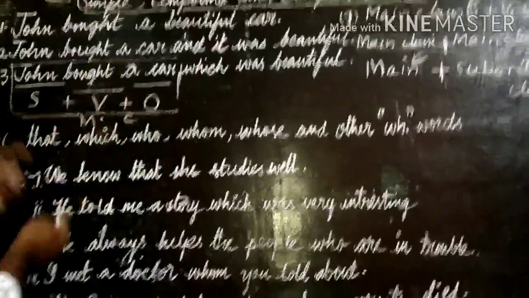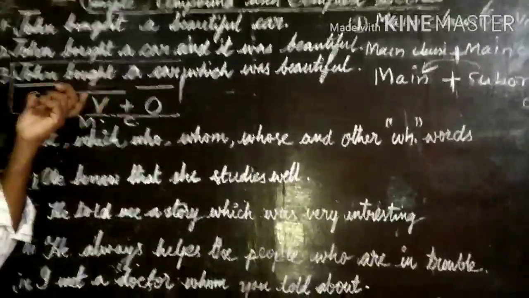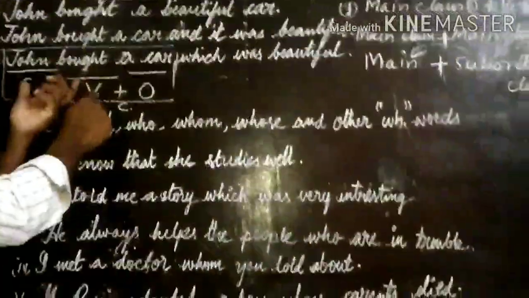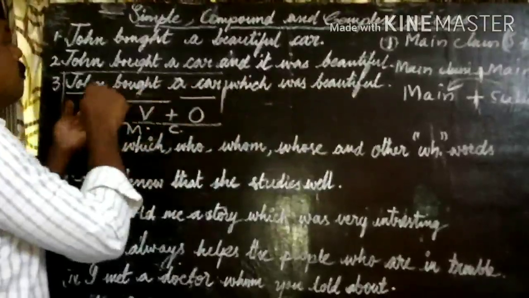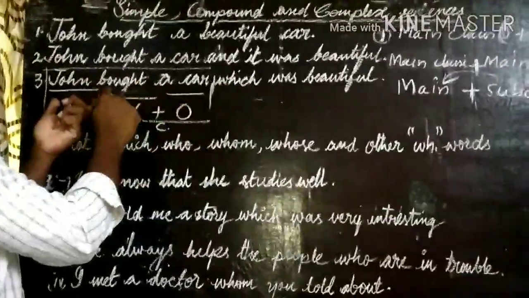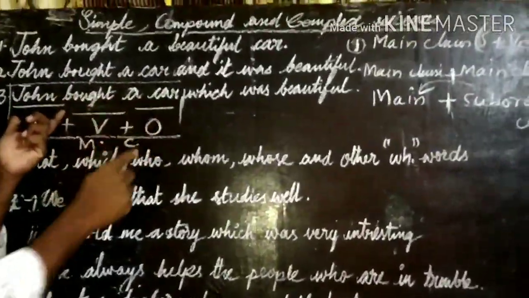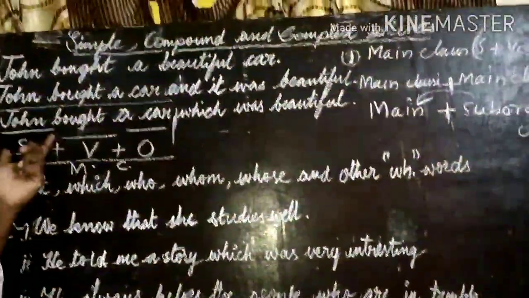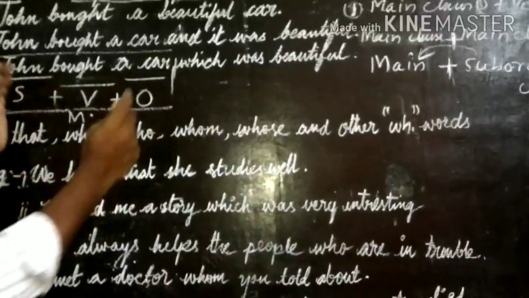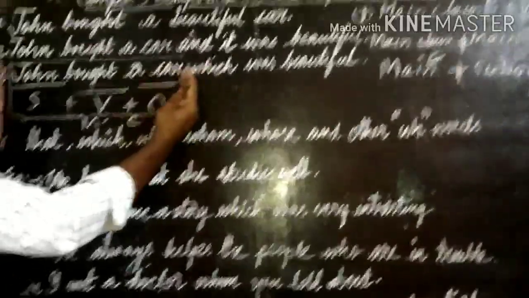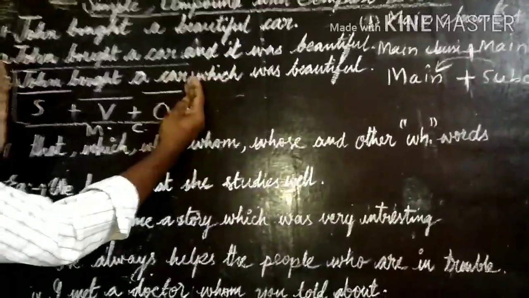Main clause. See, why is this a main clause? Because this clause of this sentence, which is a part of the sentence, makes complete sense. John bought a car. It makes complete sense. It gives us full sense. So this is called a main clause.